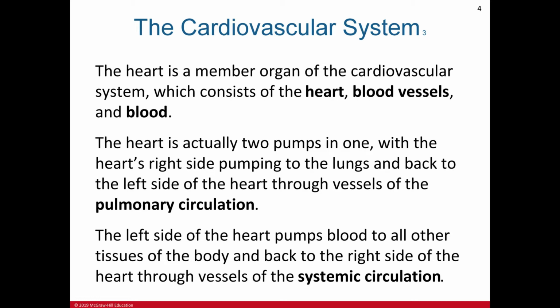So this is where your blood is oxygenated. This is where your blood gathers oxygen from your lungs, and it will then soon deliver that oxygen throughout your tissues all over the body.